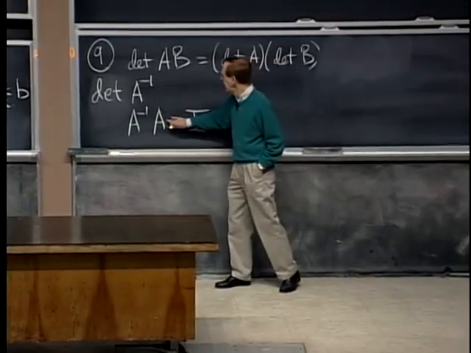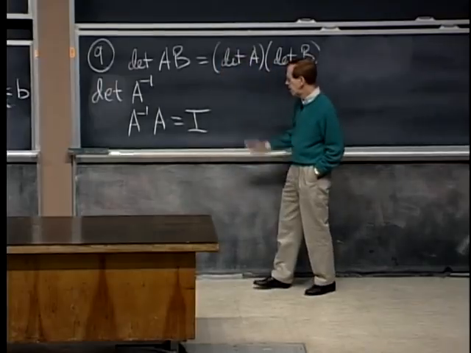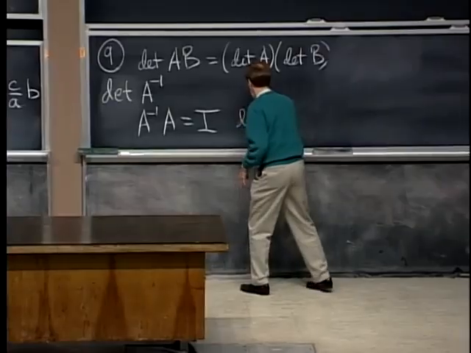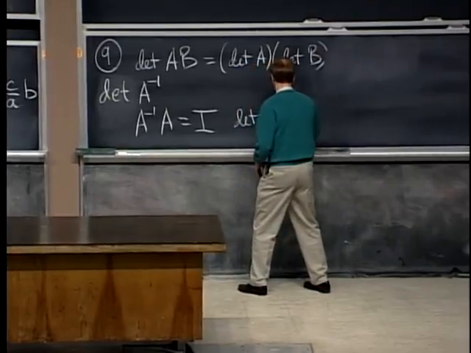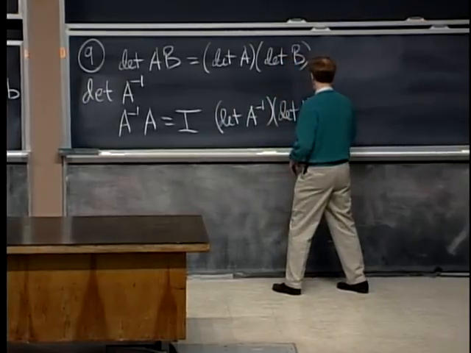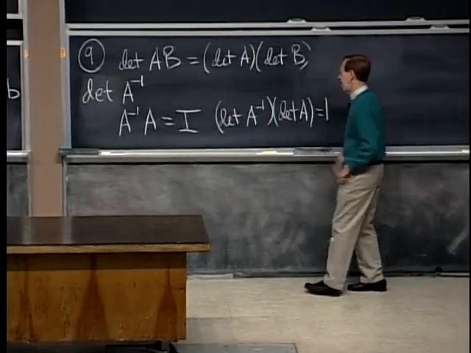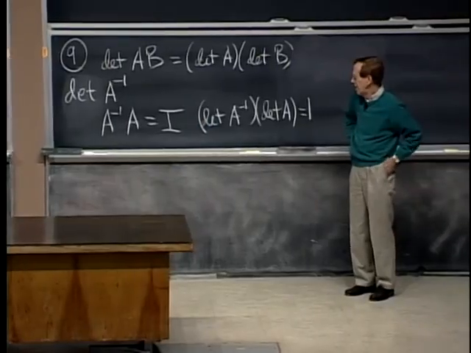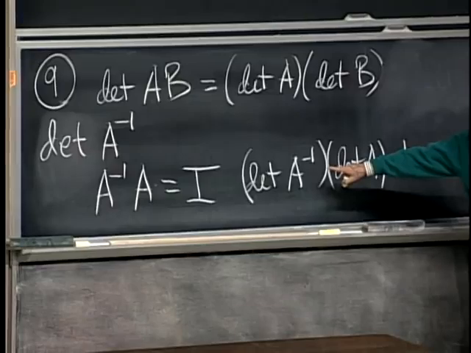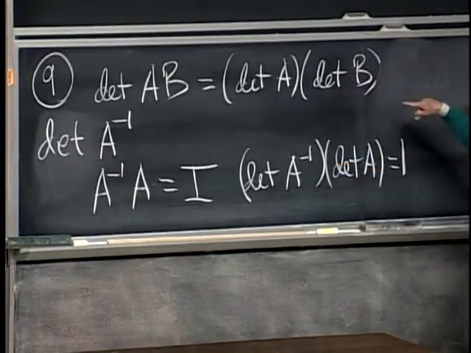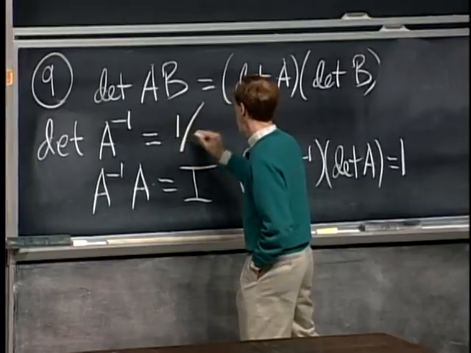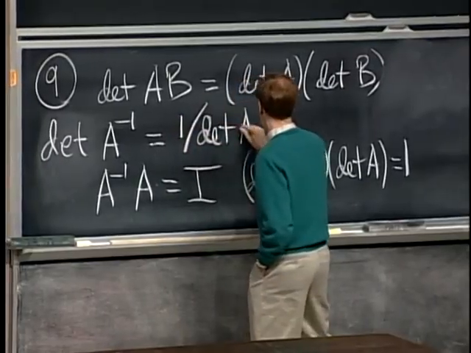That's a product of two matrices, A and B. So it's the product of the determinants. So what am I learning? I'm learning that the determinant of A inverse times the determinant of A is the determinant of I. That's this 1. Again, I happily use property 1. Okay, so that tells me that the determinant of A inverse is, here's my conclusion, 1 over the determinant of A.